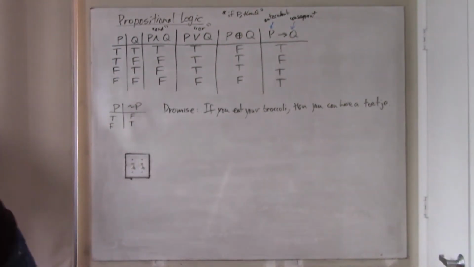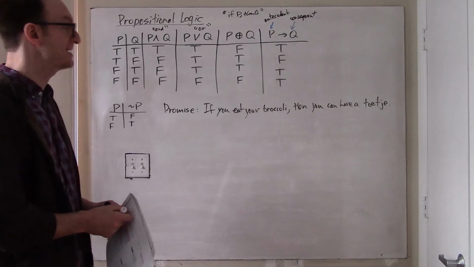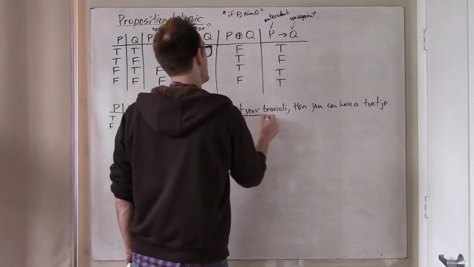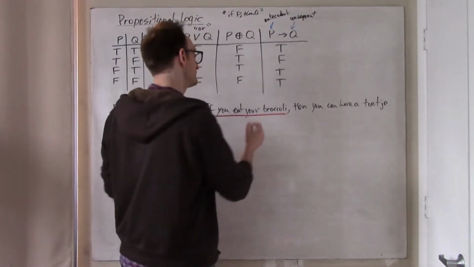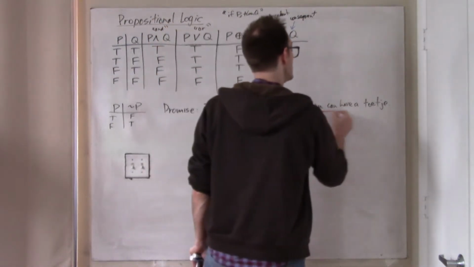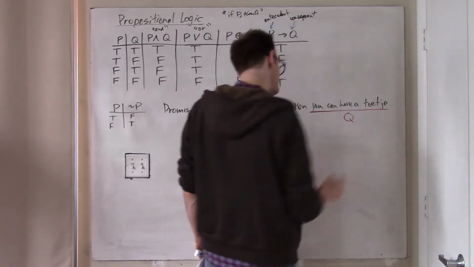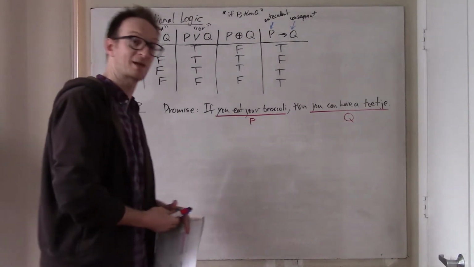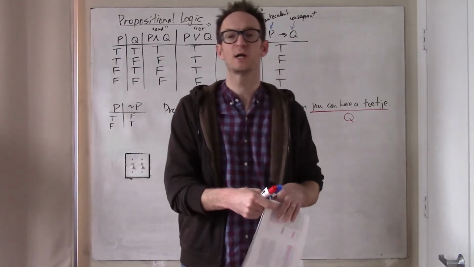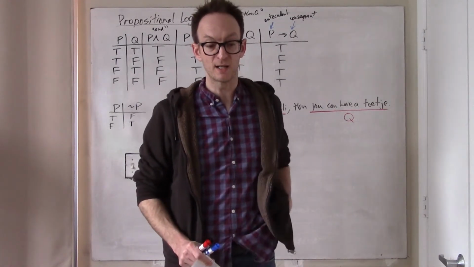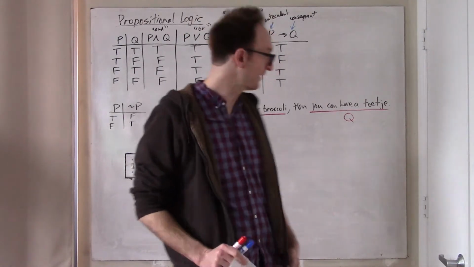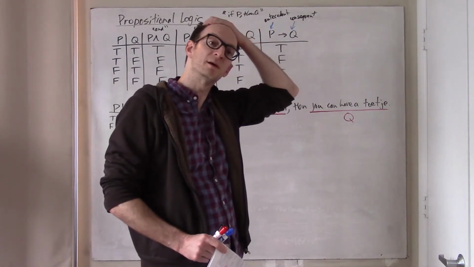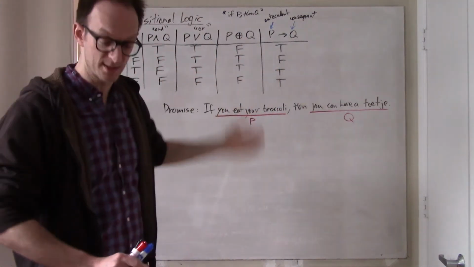Well, let's analyze this sentence. It is indeed a conditional. There's an antecedent and there's a consequent. The antecedent is, you eat your broccoli, possibly with broccoli spelled incorrectly. Let's call this P. You can have a tucha. Let's call that Q. So now, let's try to learn and discover what the truth table for a conditional should be by looking at possible truth values for this antecedent and this consequent, and then deciding whether the resultant sentence is true or false.